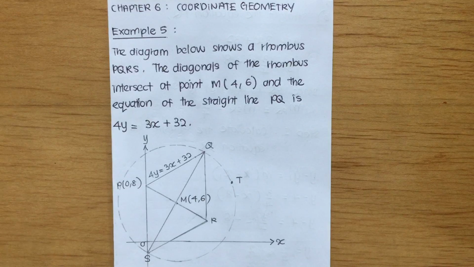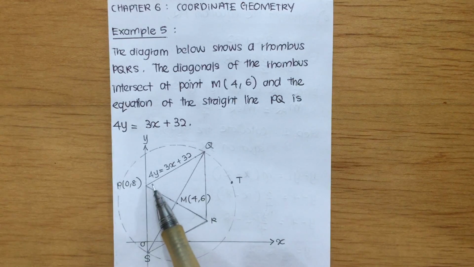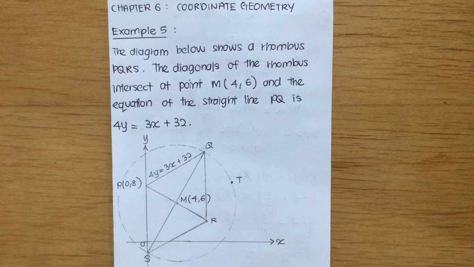The diagonals of the rhombus intersect at point M with the coordinates (4, 6), and the equation of the straight line PQ is 4y equals 3x plus 32. So this is the equation of PQ, which is 4y equals 3x plus 32, and the diagonals of the rhombus intersect at point M over here. So this is your point M.